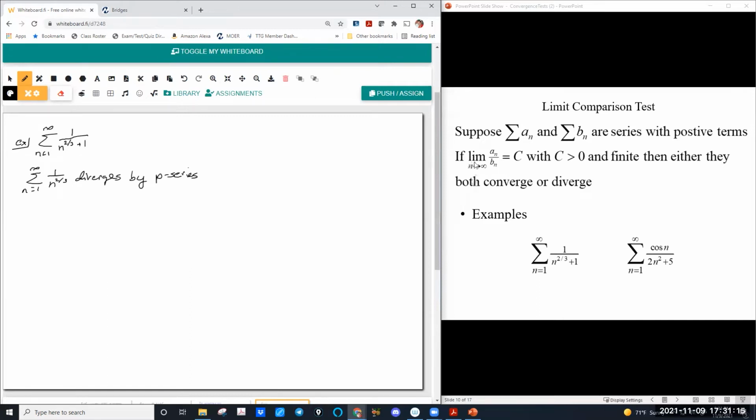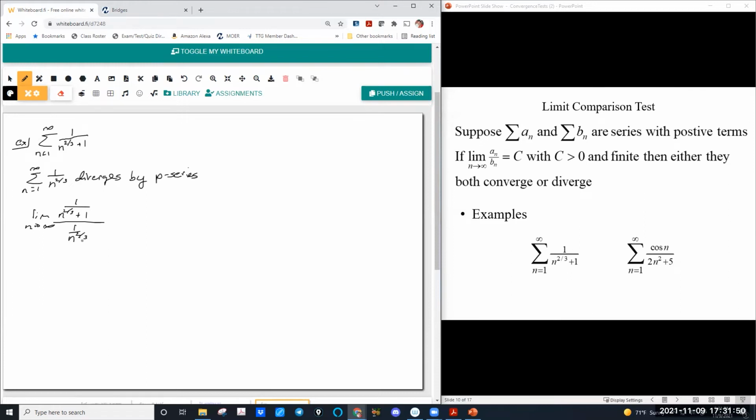Now, the first thing I want to point out about the limit comparison test, notice it's just a sub n and b sub n without the sigmas. And it doesn't matter which one you put on top. So I've got the limit as n goes to infinity, and I'm just going to use the general term, (1 over n to the 2/3 plus 1) over (1 over n to the 2/3). And our goal now is to calculate this limit.